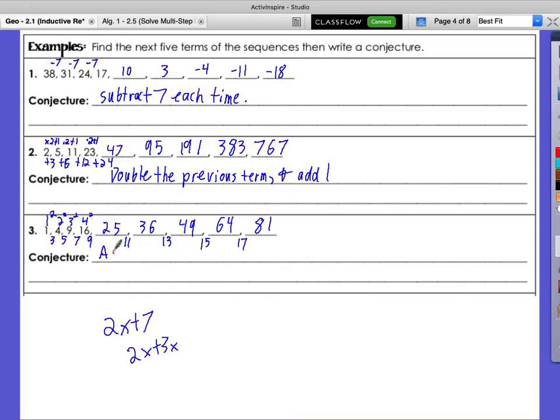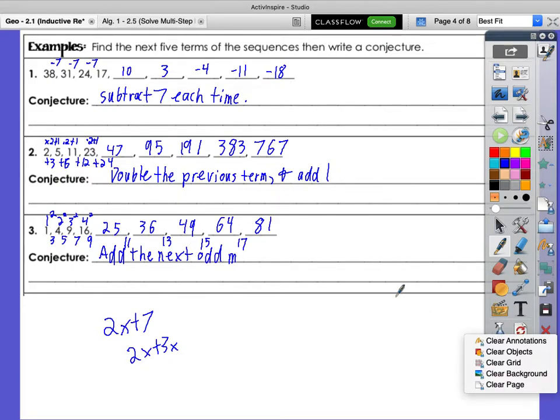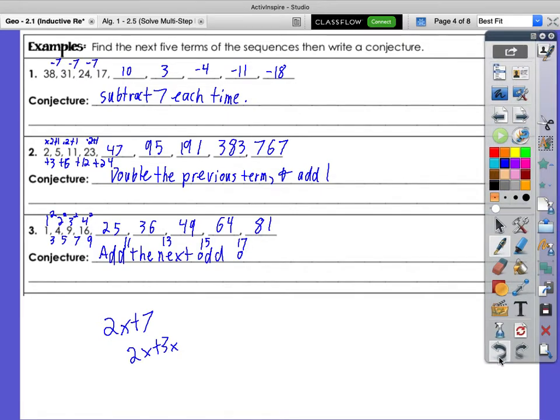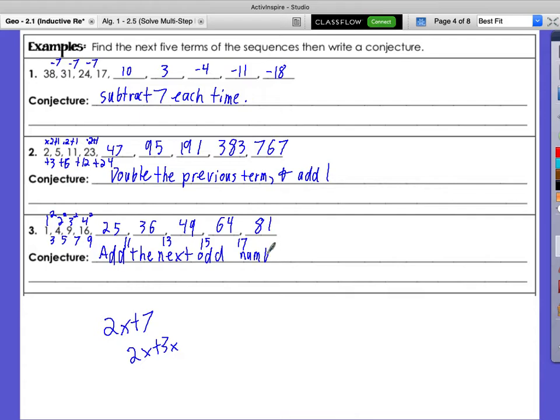Okay, so we could say add the next odd number. Add the next odd number. Or I can say a different one, the one I brought up, consecutive perfect squares. And I'd be really okay with either, because they both make sense.